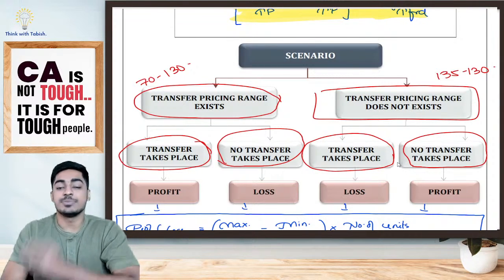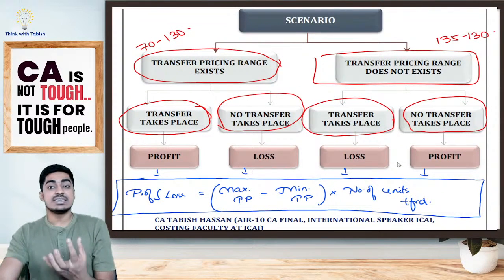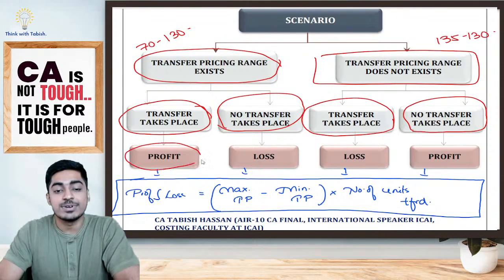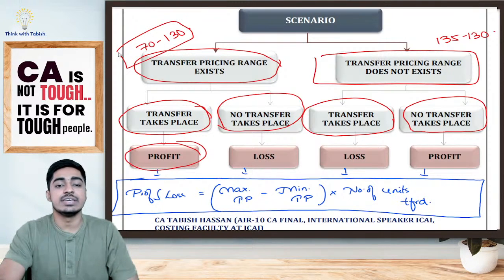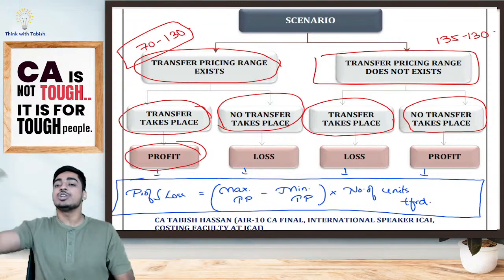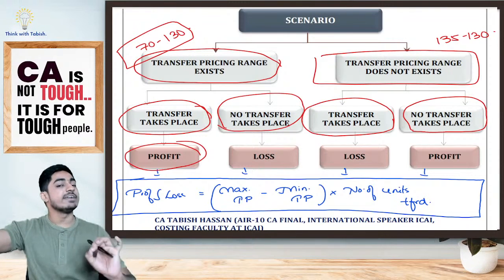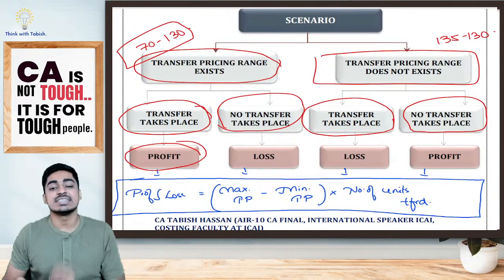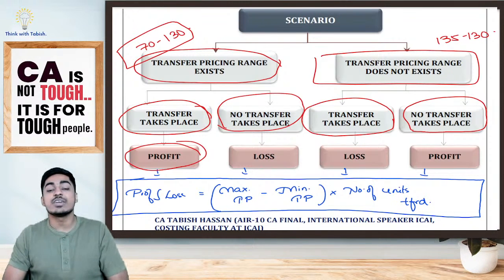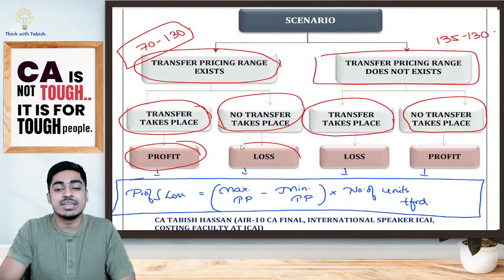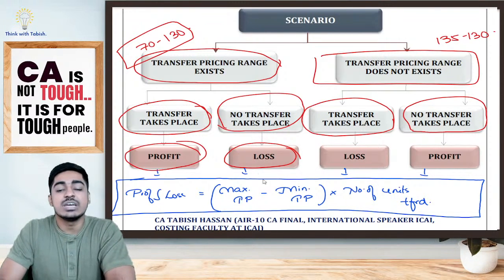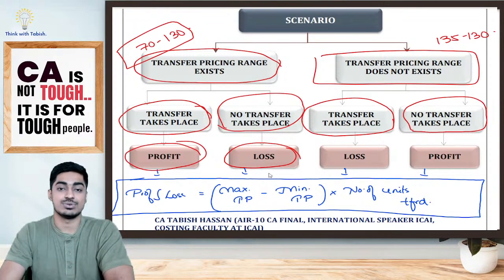Now, from the perspective of the company, if the transfer pricing range exists, ideally for the company, transfer should take place. If transfer takes place, it is profit for the company. 70 to 130. Yes, the company is telling, if you buy from outside, we need to pay 130. But if you are doing it in house, it is 70 rupees only. So ideally, we should be doing it in house. But if the range exists, still we do not make the transfer, how much are we losing? Yes, we are losing 130 minus 70, 60 rupees. If the transfer pricing range exists, still transfer does not take place, it is loss for the company as a whole.